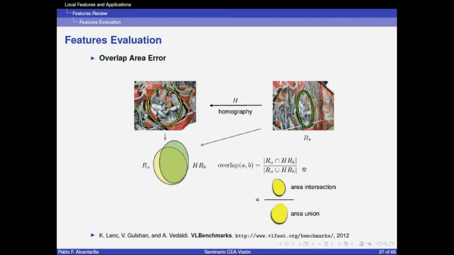Normally, if this overlap area error is below a threshold, which can be 0.5, you may decide that these two key points are a good correspondence, and otherwise you may say that these two key points are an erroneous correspondence. This overlap area error evaluation is available in the VL benchmarks. They try to reproduce the Oxford benchmark, but they add some novel tools, and it's available in MATLAB, and it's very nice for evaluating your detectors and descriptors in a very fast way.